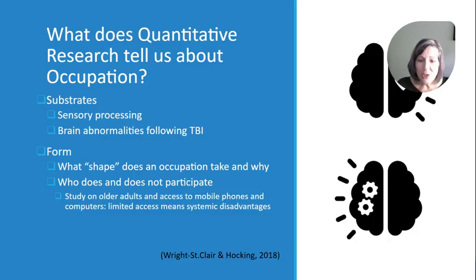An occupational form is simply, what does an occupation look like? What is the shape that it takes and why? The example that I often use of occupational form is bicycle riding. So when I say bicycle riding, you might have an image in your head. You might picture yourself as a child riding your pink bicycle or your blue bicycle, or whatever bicycle down the road, to hang out with your friends, and your bicycle was your form of transportation.